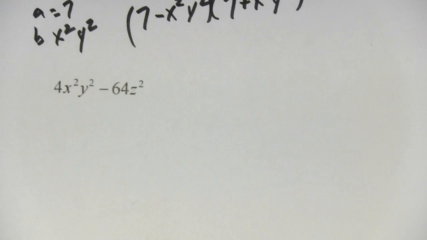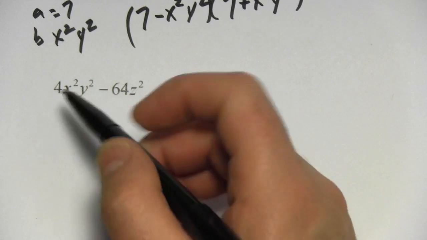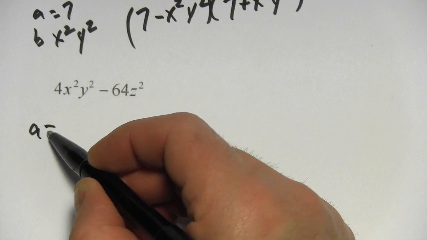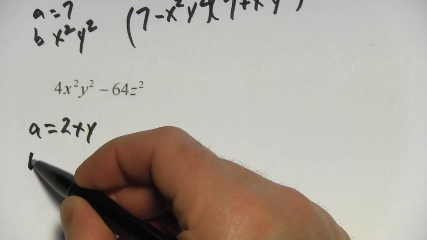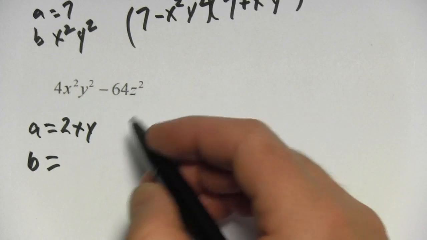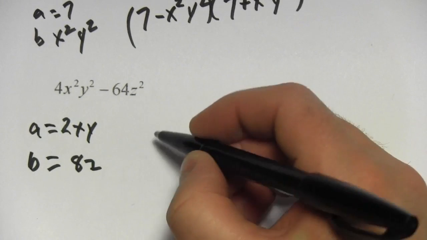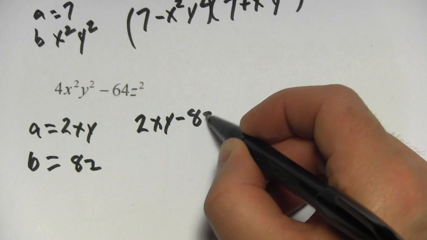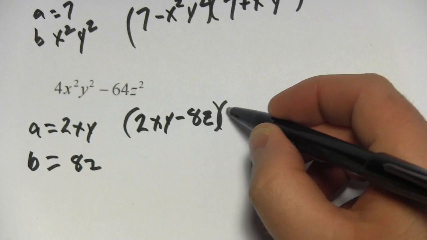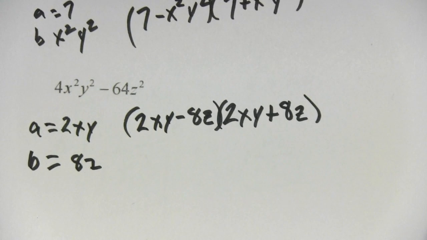Let's try one more before we're done here. Here we've got a difference. It looks like we can take the square root. Yeah, so a would be 2xy. That's the square root of this. And b would be 8z. And so we'll put it in that pattern of a minus b times a plus b. So 2xy minus 8z times 2xy plus 8z. So that's how to do problems with the difference of squares.